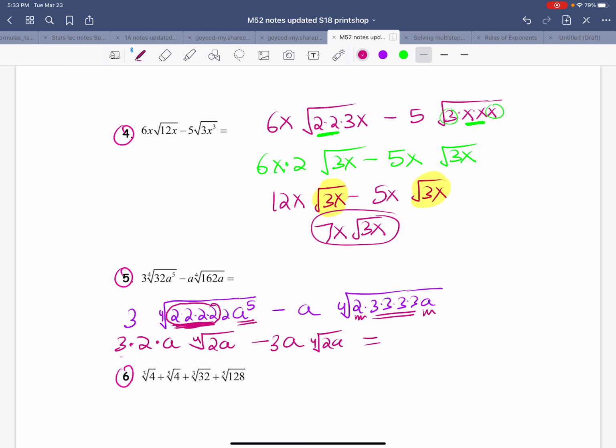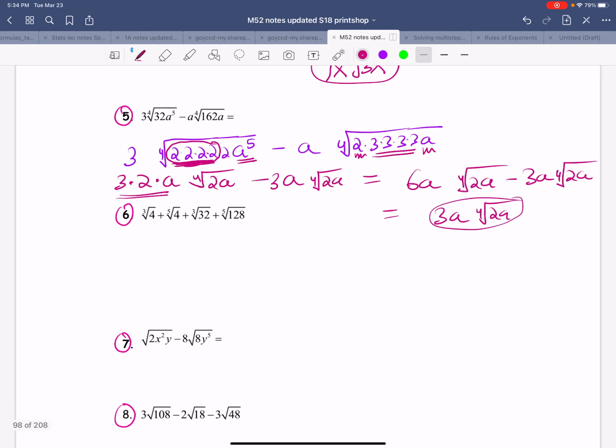So a little bit of simplification. 3 times 2 times a is 6a, fourth root of 2a, minus 3a, fourth root of 2a. 6a minus 3a is 3a, fourth root of 2a. We could combine the coefficients, the numbers in the front. Okay. Next example.